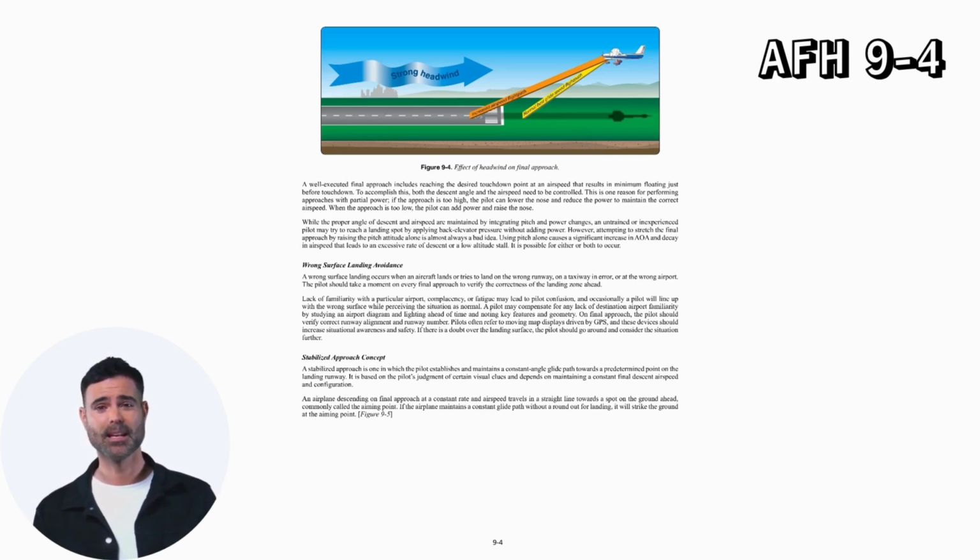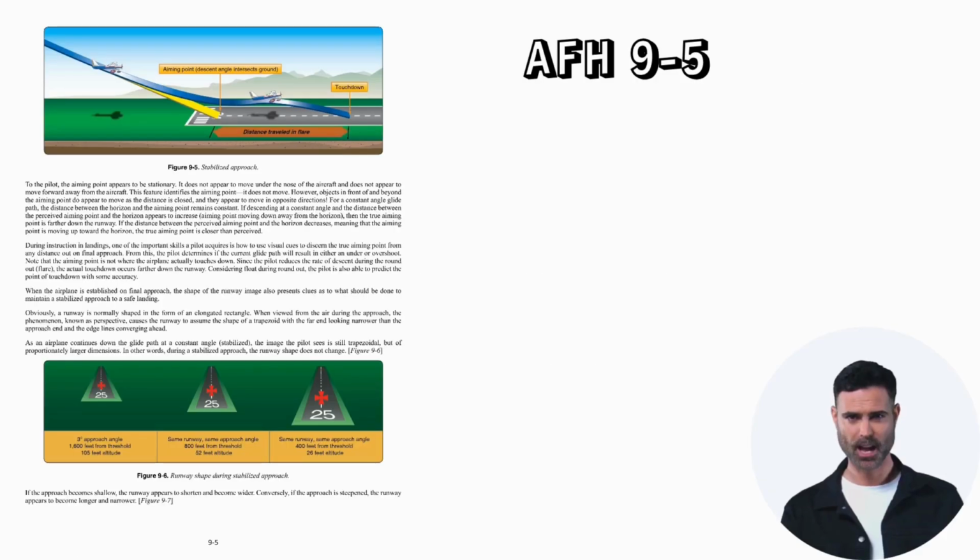An airplane descending on final approach at a constant rate and airspeed travels in a straight line towards a spot on the ground ahead, commonly called the aiming point. If the airplane maintains a constant glide path without a round out for landing, it will strike the ground at the aiming point. To the pilot, the aiming point appears to be stationary. It does not appear to move under the nose of the aircraft and does not appear to move forward away from the aircraft. This feature identifies the aiming point: it does not move.